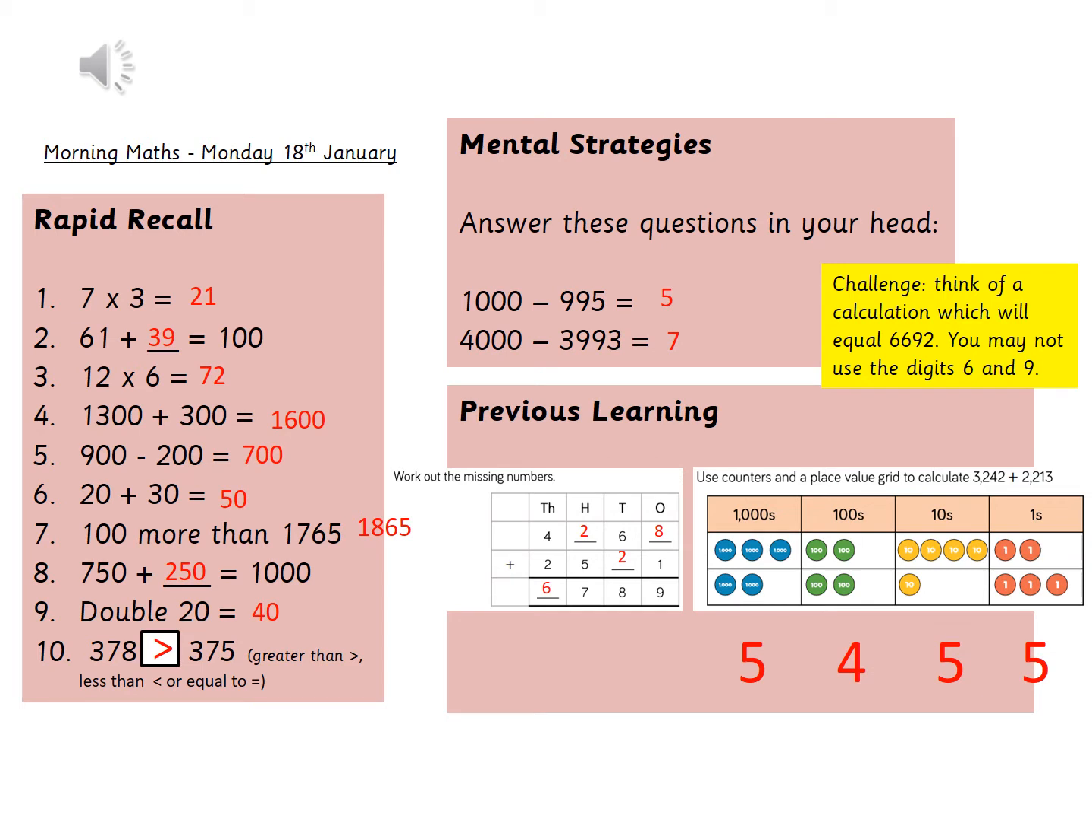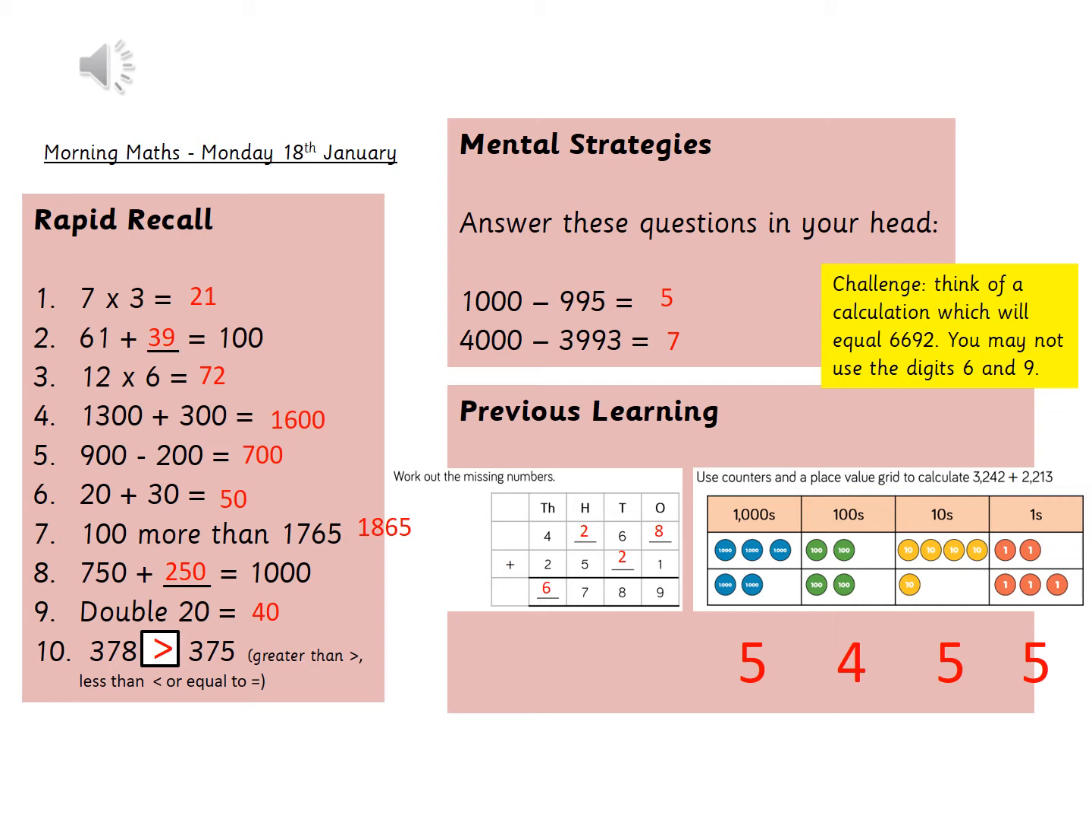So one thing you could do to solve this really quickly is to count backwards in your head from 1000. Here we go. 999, 998, 997, 996, 995. I've counted back 5 steps from 1000 and I've reached 995. Therefore, the answer is 5.